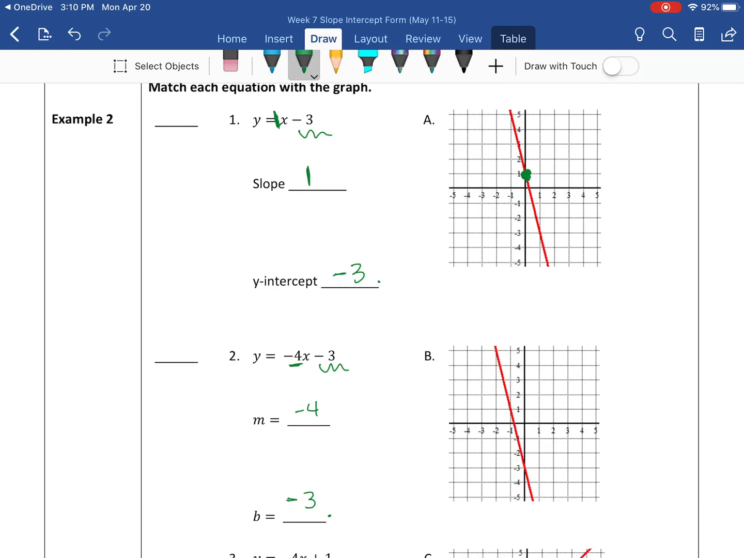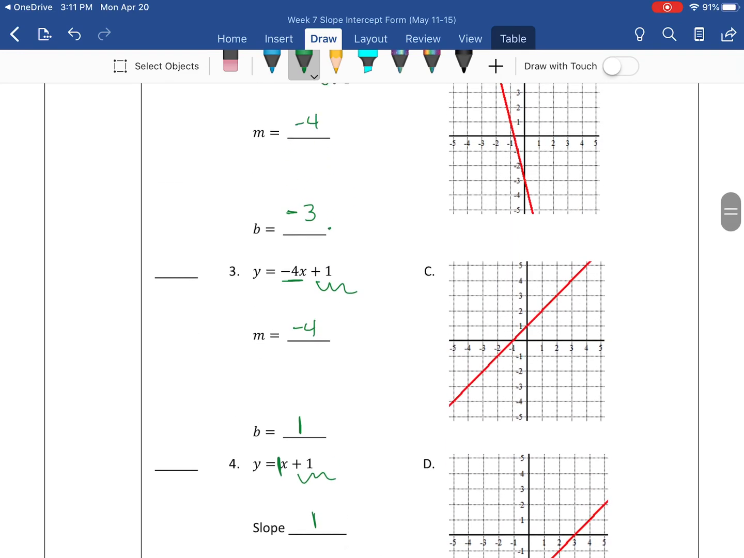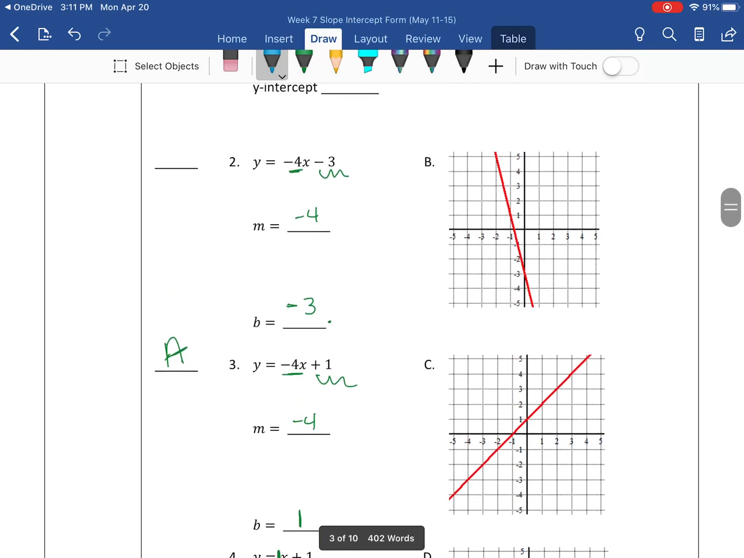So let me figure out my slope. To get from this point to this point, I need to go down 1, 2, 3, 4, and over 1. So my slope would be -4 over 1 or just -4. So I'm looking for the equation where my slope is -4 and my y-intercept is 1. Well, that would be number 3. So A and 3 match.